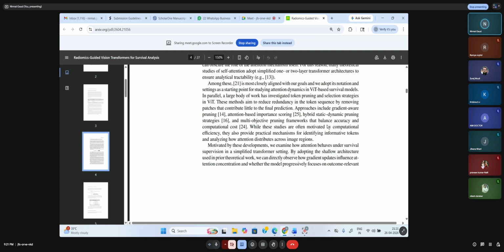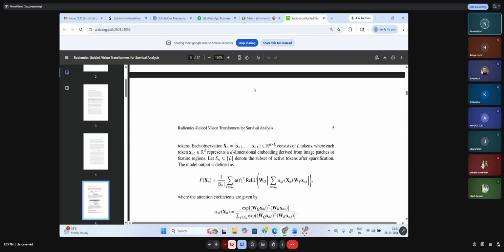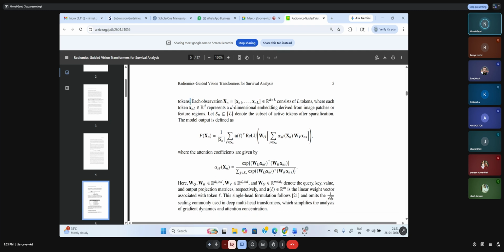Apart from the attention mechanism, the authors said that, motivated by the development, we examine how attention behaves under survival supervision in a simplified transformer setting. Now we are talking about survival, adopting a shallow architecture based upon the previous work. Based upon the previous work, we introduced that, let us say, the observations are x1 to xn.